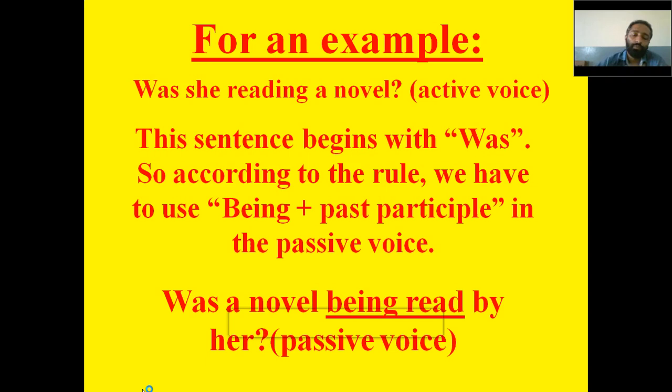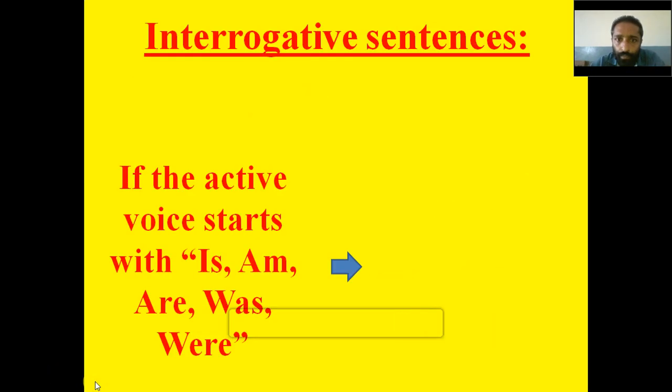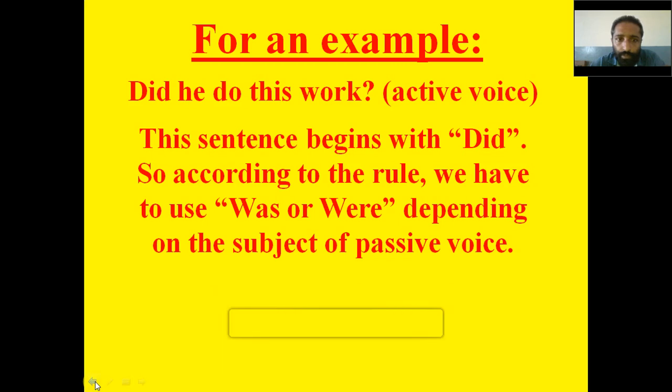So that's the rule. When the active voice starts with is, am, are, was or were, when you convert into passive voice, it becomes being plus past participle of the verb. Being is the additional word, along with the past participle, which is a common basic change that you'll always have to do. I hope you are clear with these three rules. Once again, let's go through these three rules. I don't like to rush through the topic.